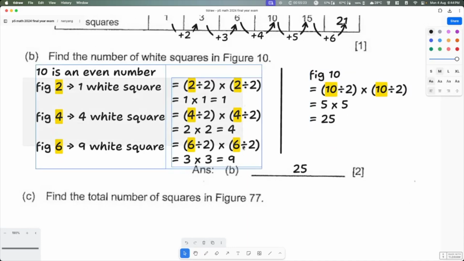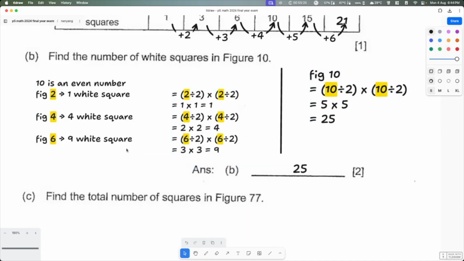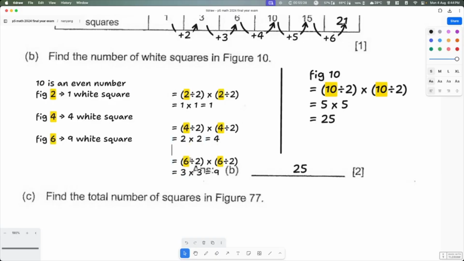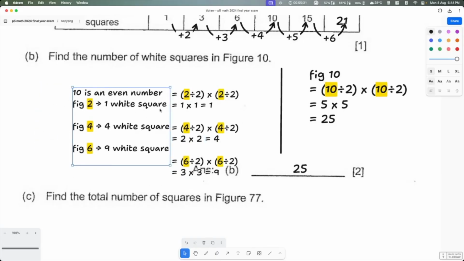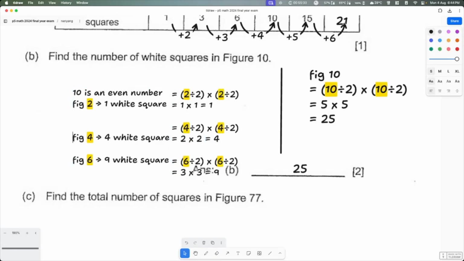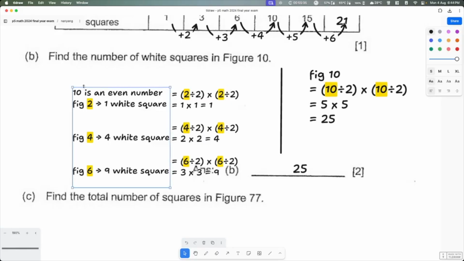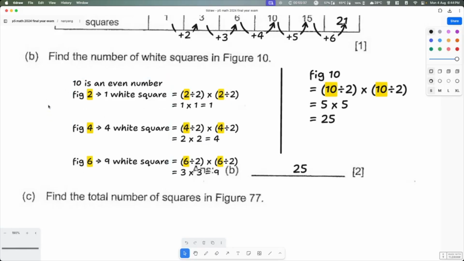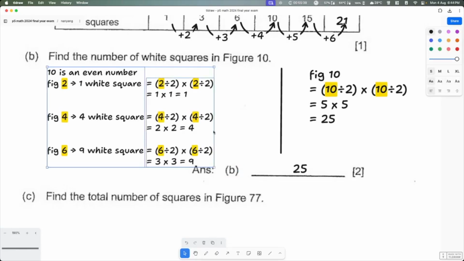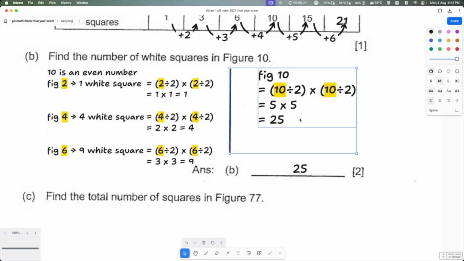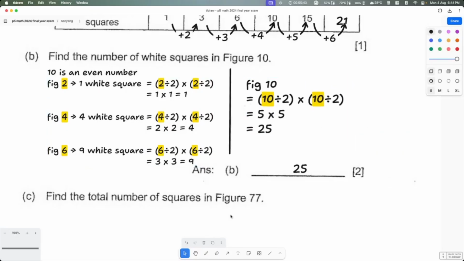Can I make this smaller? Yes, I can. I'll make it like that, and the same goes for this. There you go. So now at least you see the pattern here: 10 is an even number, and we see the pattern from here. Okay, so now let's move on.